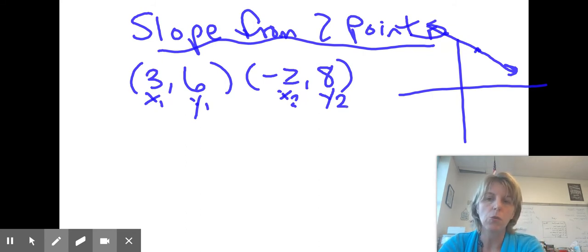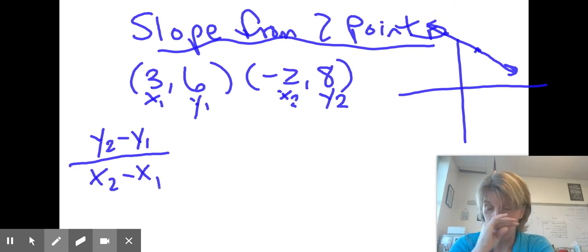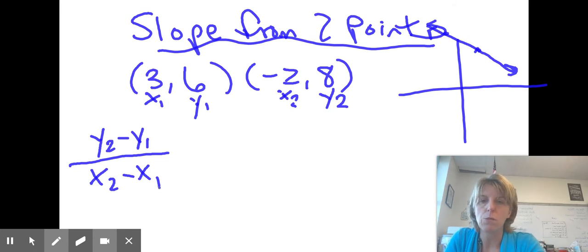Right? Now the formula that goes with it is y2 minus y1 over x2 minus x1. That's the formula that algebra teachers are going to have you use most of the time. So I call this the double rainbow.